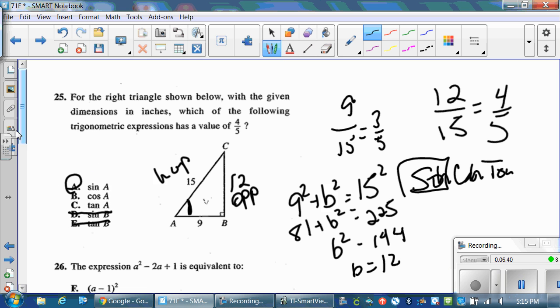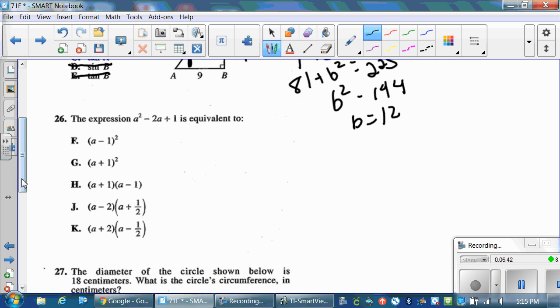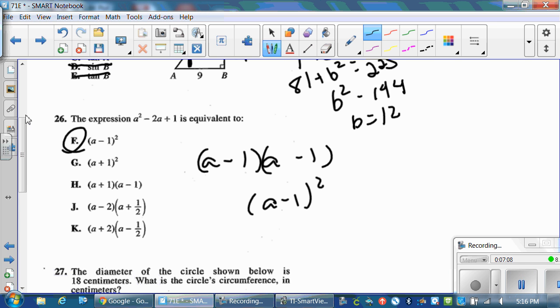All right, 26, the expression a squared minus 2a plus 1. So I need to factor this. I'll put a and a. I need two numbers that multiply together to give me a positive 1 and add together to give me a negative 2. And that's going to be negative 1 and negative 1, or a minus 1 squared. Because negative 1 times negative 1 is 1, and if you were to do your outers and your inners, negative 1 plus negative 1 is negative 2. So that's how 26 factors.